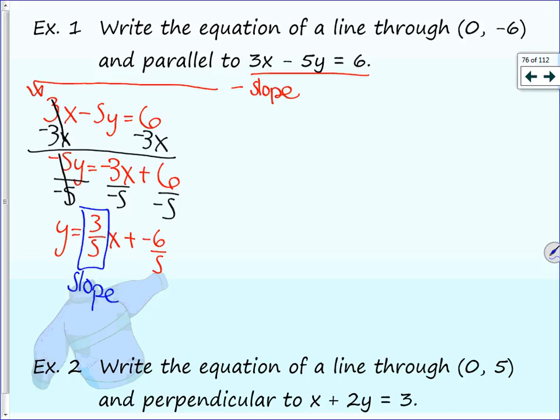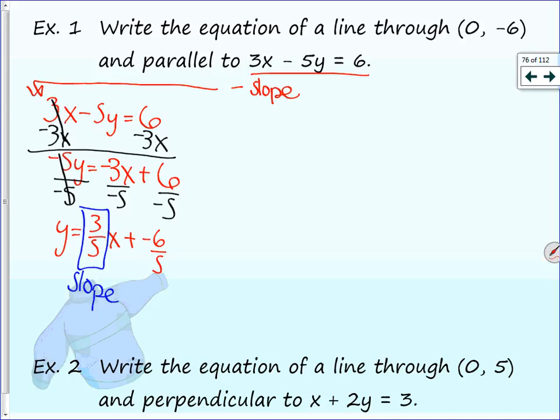But unfortunately, we had to get it in slope-intercept form. Now, this is where students get confused because they want to gather all the information from this line. But the only thing you need to know about this line is the slope, because it says it's parallel to this line. So that means it has the same slope as this line.